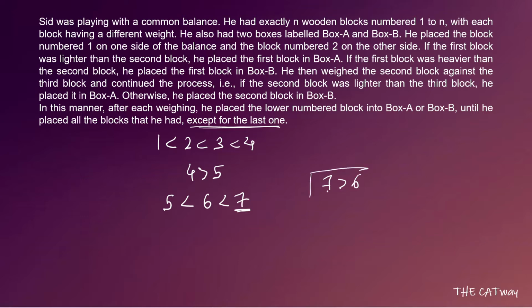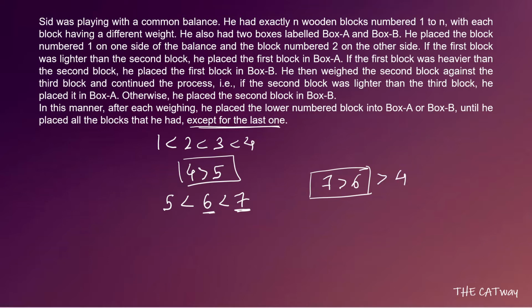Okay, that's the only case possible, because we are definite that 7 is heavier than 6. So, for this to happen, we have to check if there is a possibility that 6 can be heavier than 4. So let us check out that possibility.